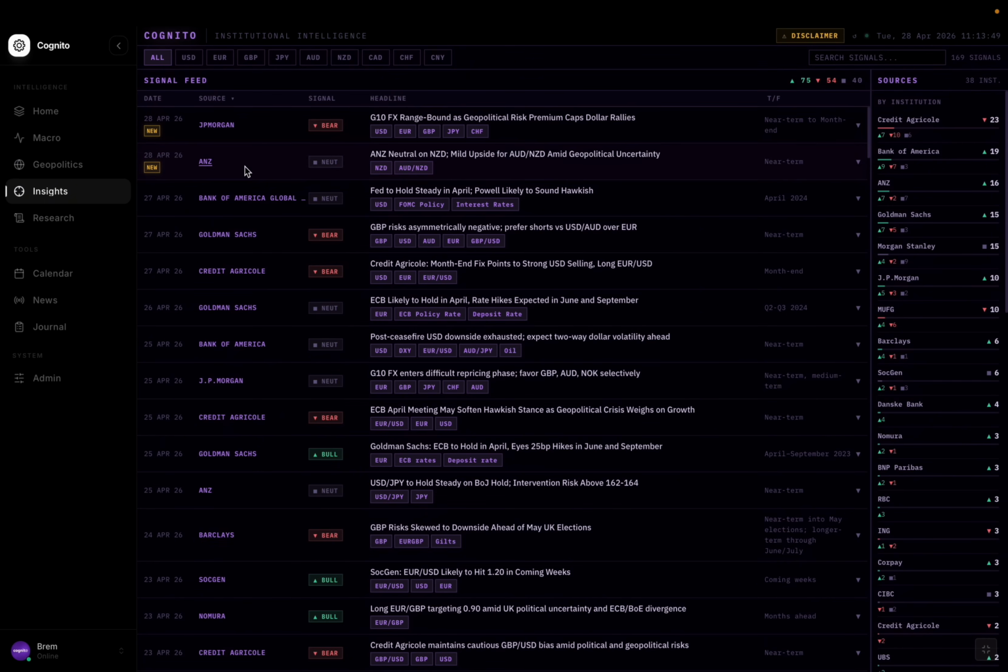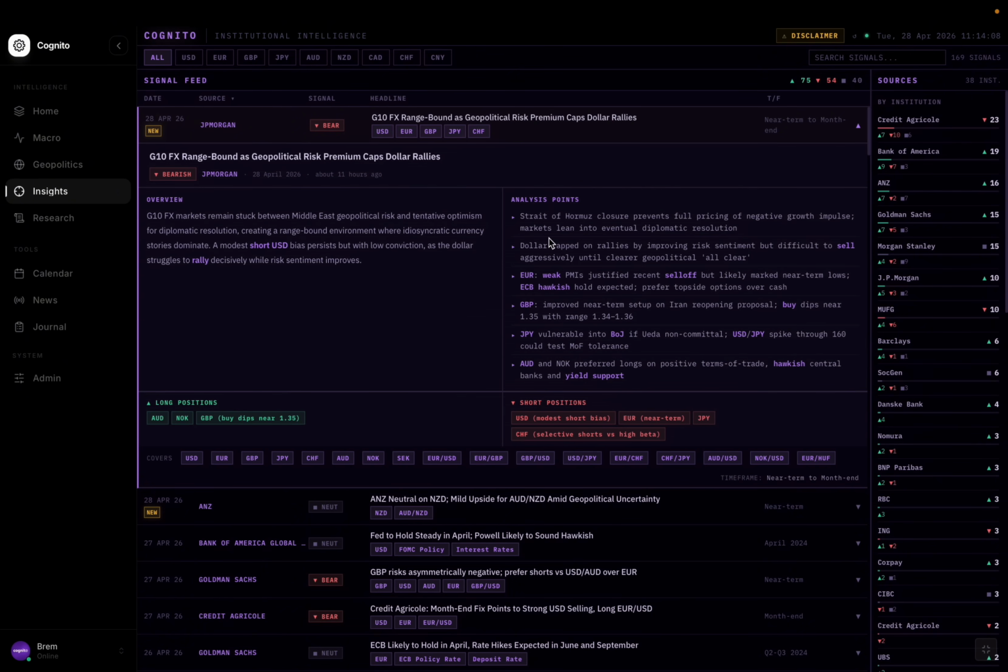The insights page shows you all the research from the world's leading investment banks and funds. We can access real-time views from Goldman Sachs, JP Morgan, Credit Agricole, and a bunch more institutions, all in one place. So for example here, JP Morgan, if we click on this, we then get a full analysis on what they're looking at. For example, they are currently looking at long AUD, long pound, long NOK, short dollar, short euro, short Swiss.